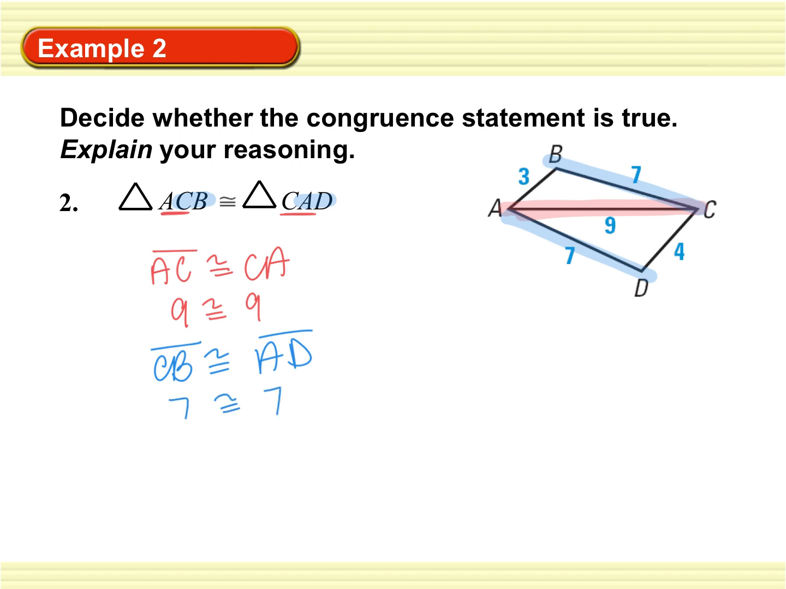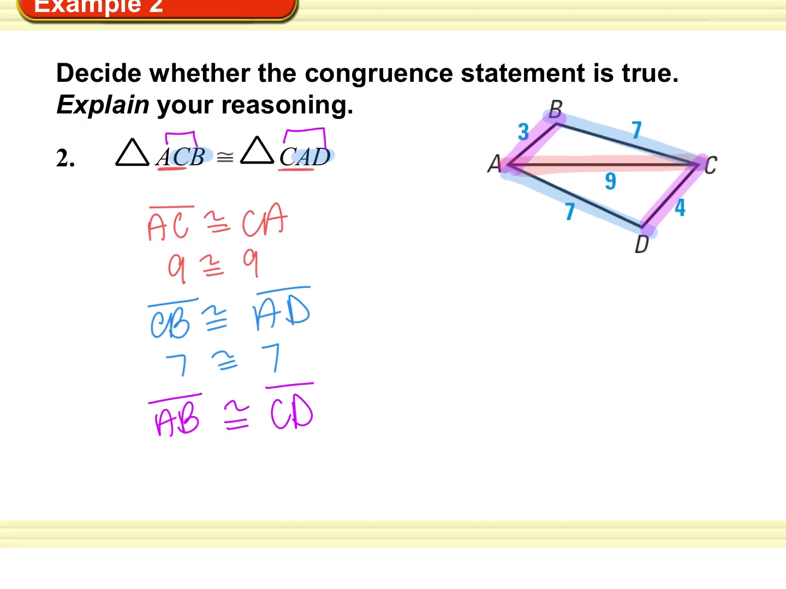And then the last one, AB. Is it congruent to CD? And let me highlight it to find it. AB is 3 and CD is 4. Are these congruent? No, I'm going to make a little slash through there because they're not congruent.